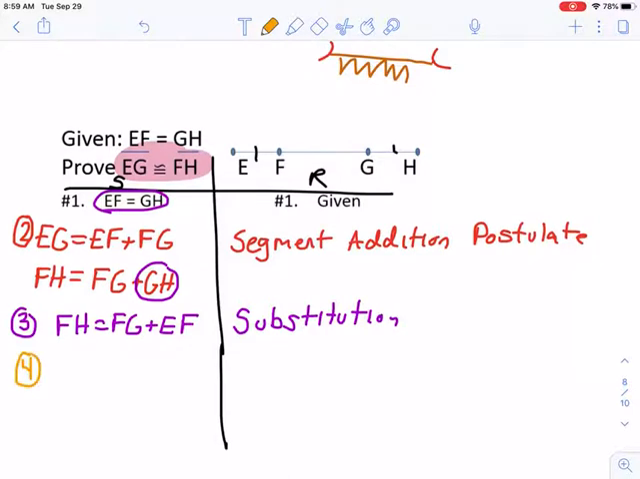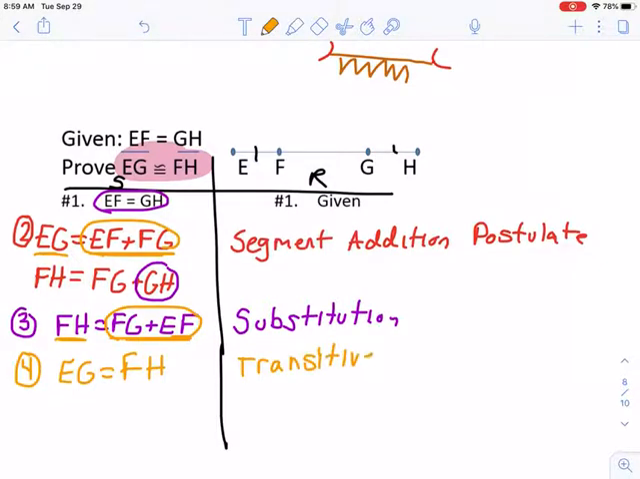things are written in a different order, but it's still the same thing. FG and FG, EF, EF, FG. All right, these 2 things are the same. All right, EG equals EF plus FG. FH equals the same thing, so they must equal each other. All right, and since they equal the same thing, they equal each other by transitive.